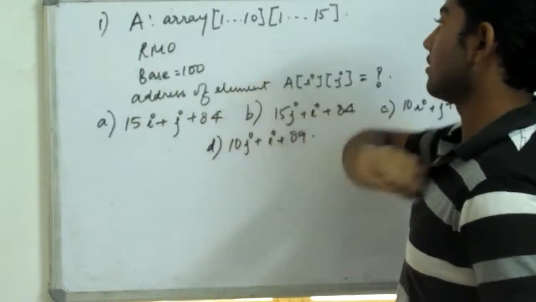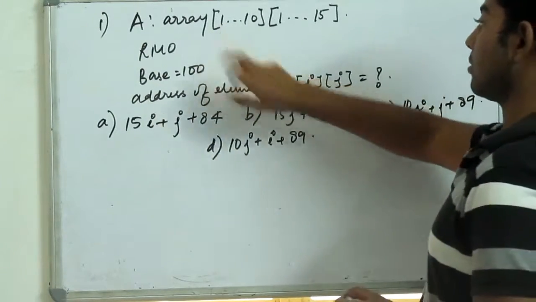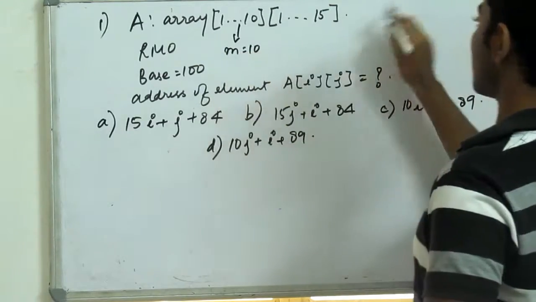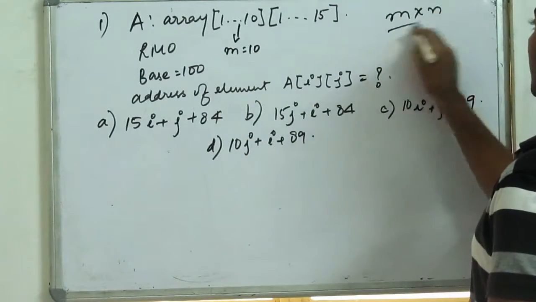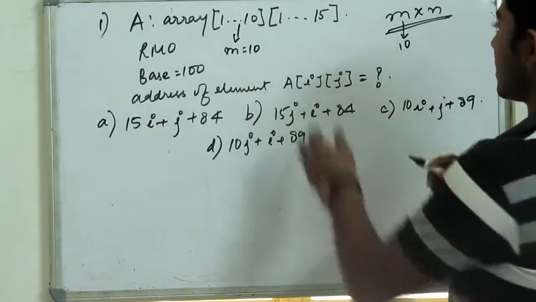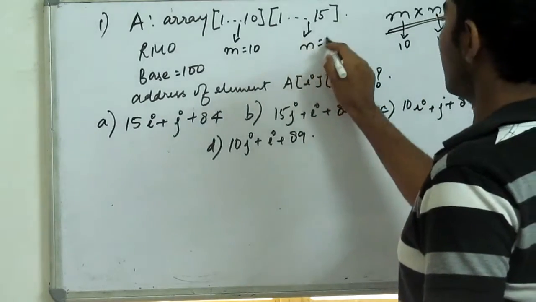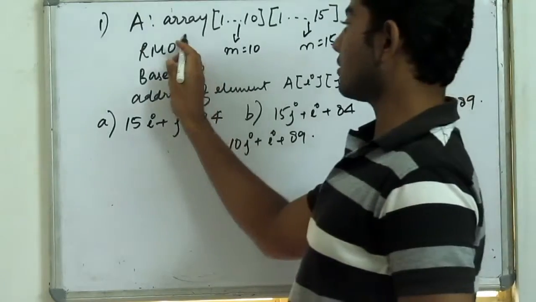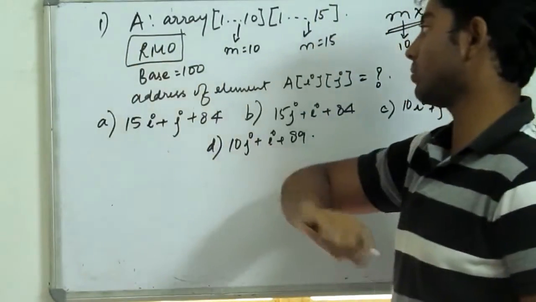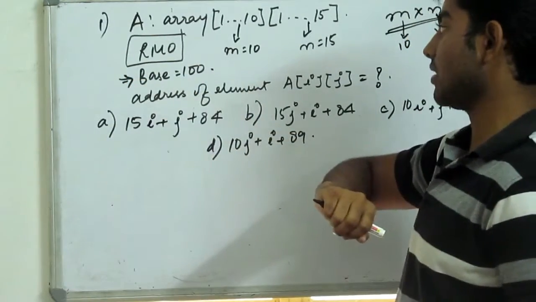So just see this question: we are given an array with the number of rows as 10. Suppose I have an m cross n matrix, or two-dimensional array, with m equal to 10 rows and 15 columns. It is given that in memory they are arranged in row major order, RMO, with base address as 100.